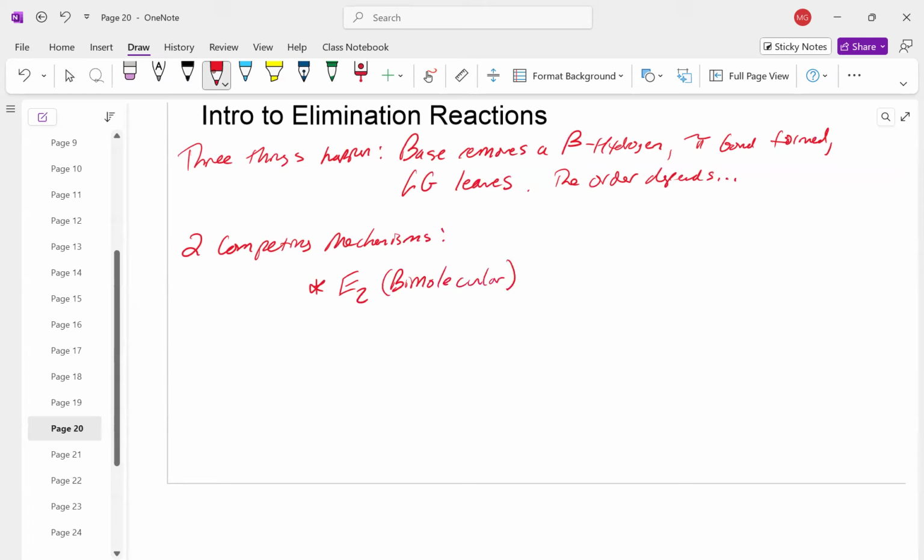And like SN2, the rate is dependent upon both the substrate, so the alkyl halide, and instead of the nucleophile, it's also dependent upon the concentration of the base. And like SN2, it is a concerted mechanism, meaning everything happens all at once.